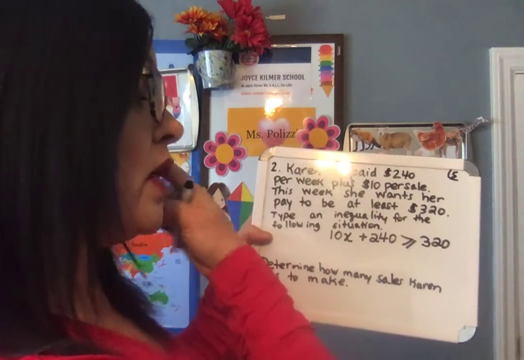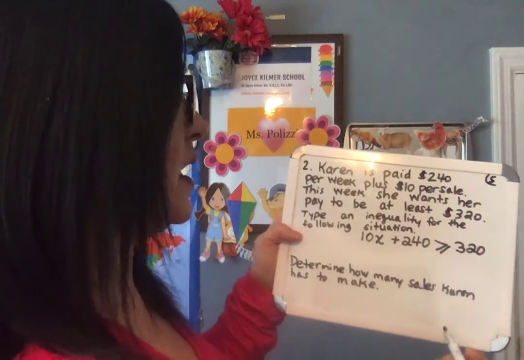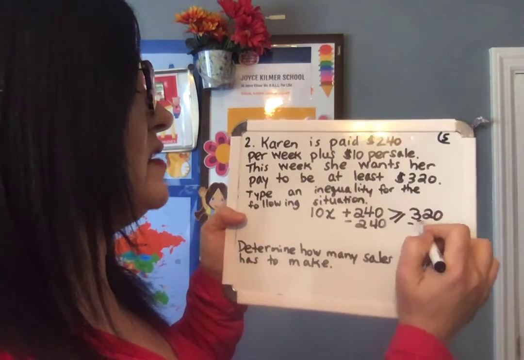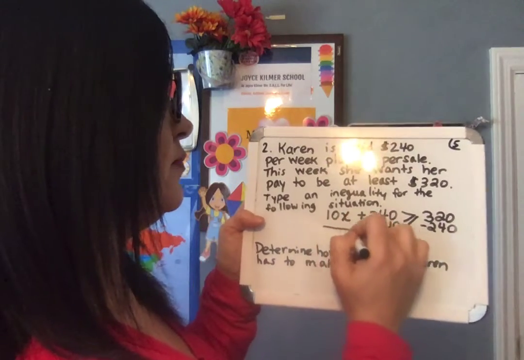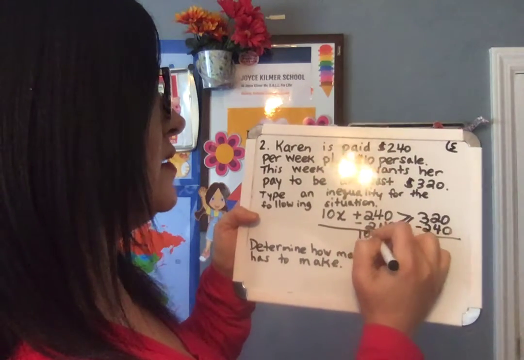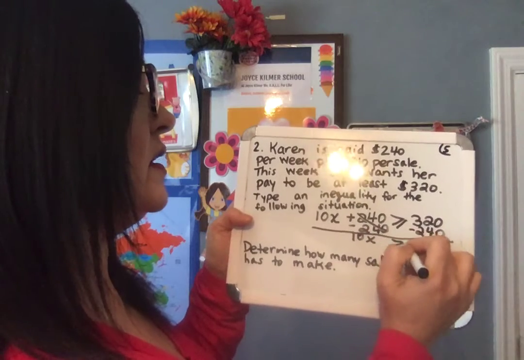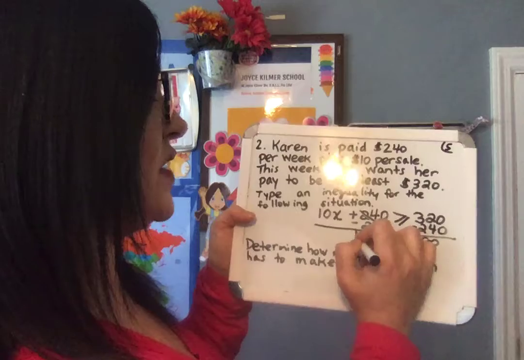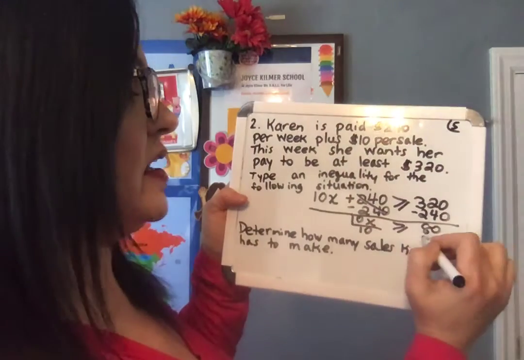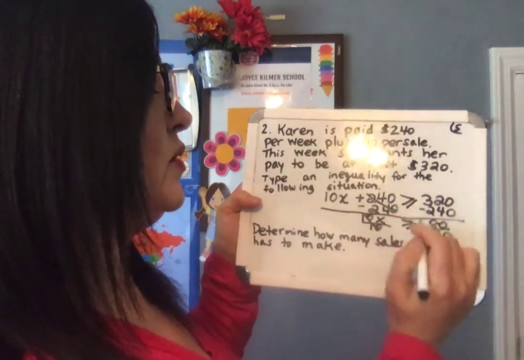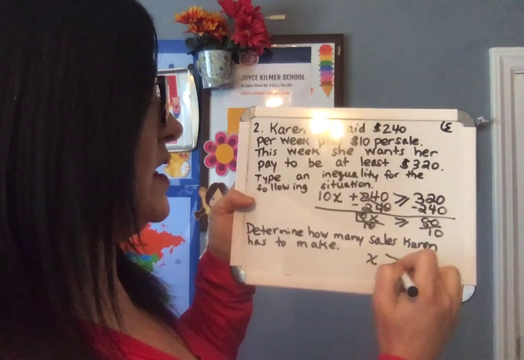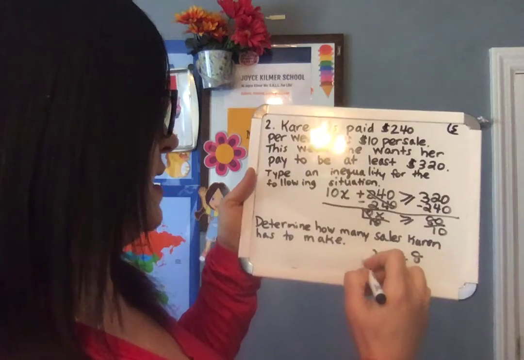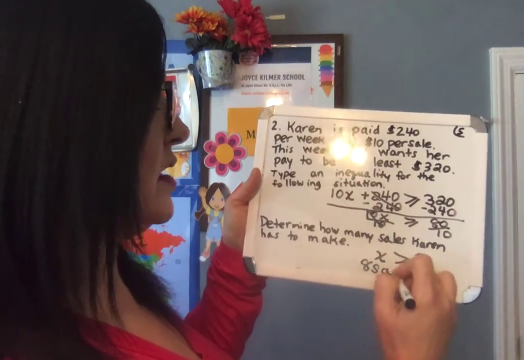Now we want to know how many sales Karen has to make. Well, let's go ahead and solve this. So we would subtract 240 on both sides. Okay. Bring down your 10x. Cross this out. 320 take away 240 is 80. Divide 10 on both sides. And we would say x is greater than or equal to 8. So she needs to make at least 8 sales.